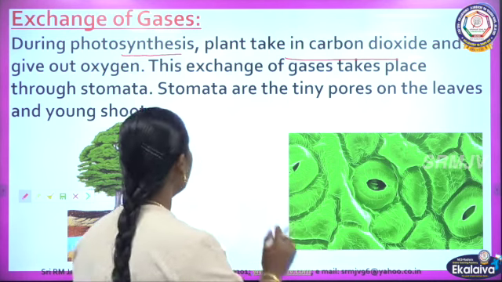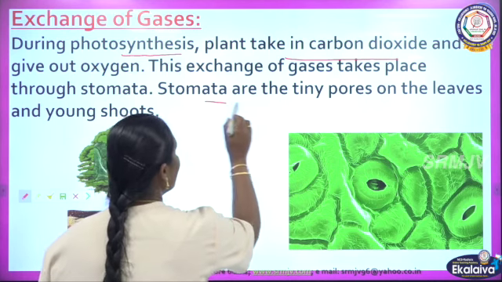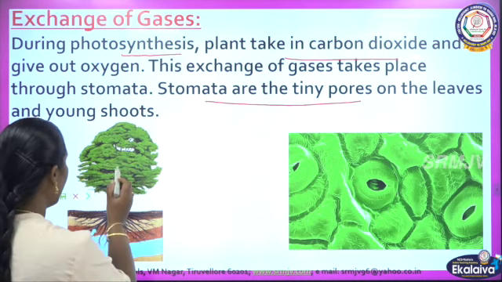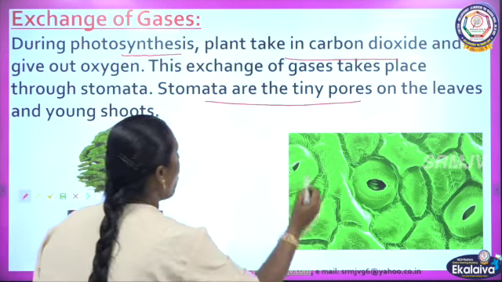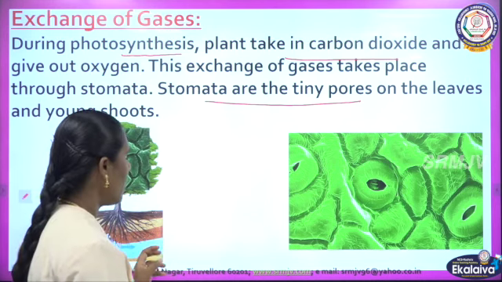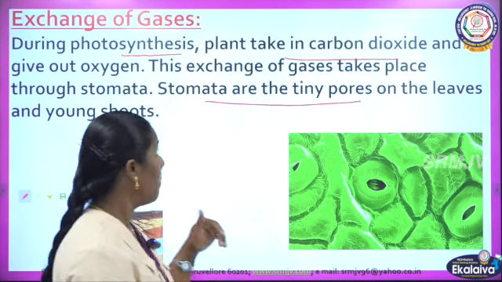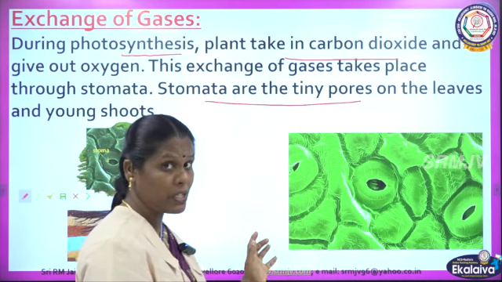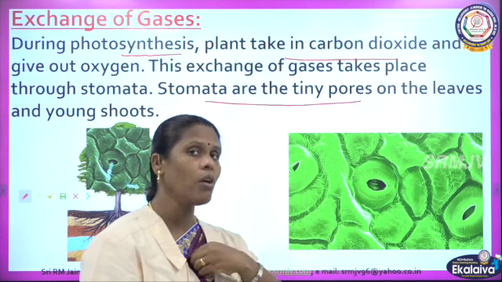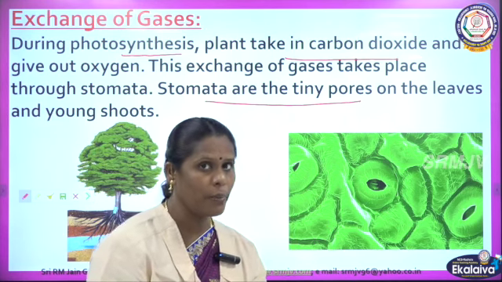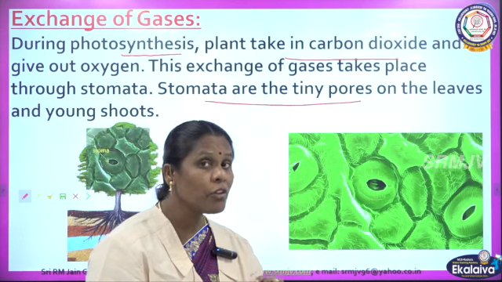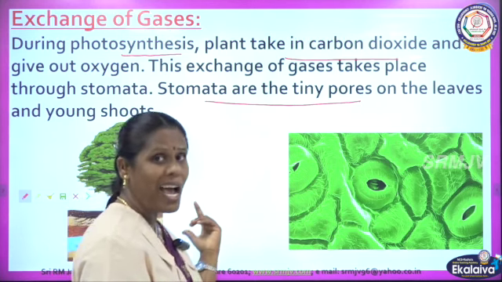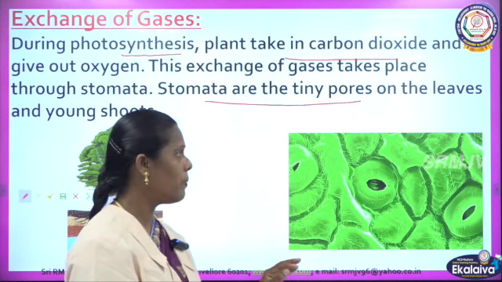Where is the stomata? The stomata are tiny pores. See, these are tiny pores on the leaves. Okay. But plants also respire. During respiration, plants take in oxygen and give out carbon dioxide. But photosynthesis reactions take carbon dioxide and release oxygen.